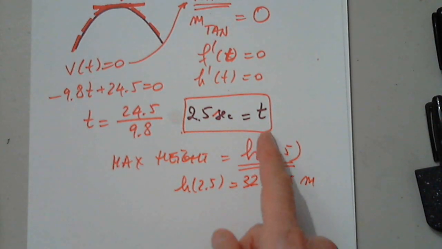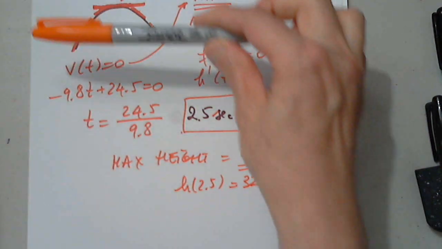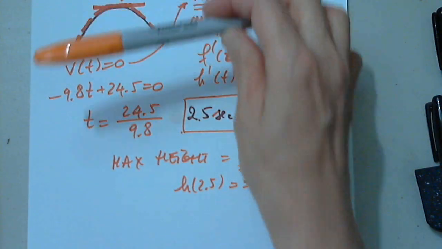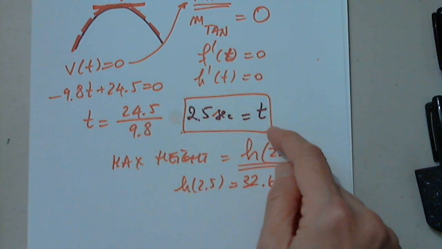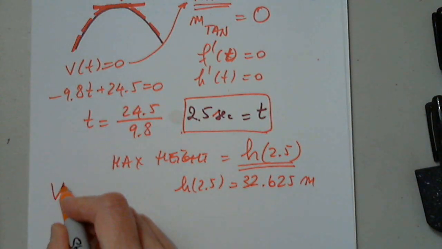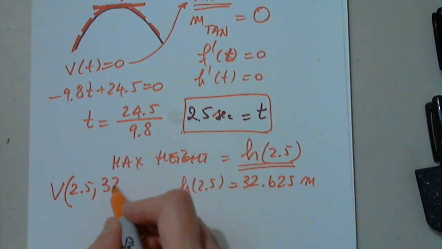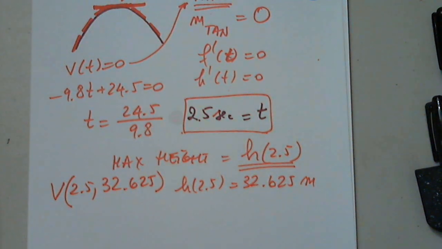So the time is determined when the derivative is 0, because the slope of the tangent is 0. We set it equal to 0, we find the time, but the maximum, so what is the vertex? So the vertex is 2.5, comma, 32.625. Any questions so far?